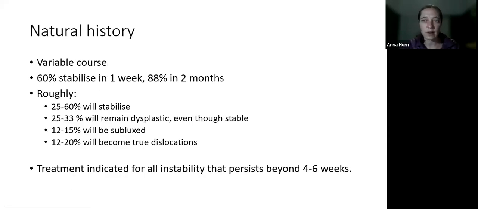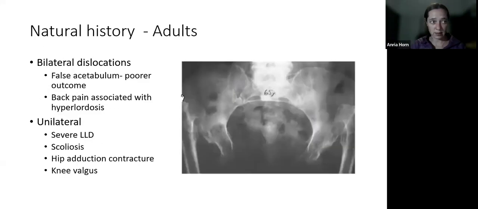Okay, so the natural history of DDH, it's got a variable course. From birth, 60% stabilize in 1 week. We said 88% in 2 months. So there's 12% left of the pathological hips at birth, and that will be your true dislocations in the end. So treatment is indicated for instability that persists beyond 4 to 6 weeks. I think I have mentioned this. I should probably remove that slide.